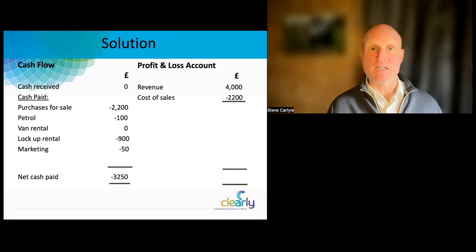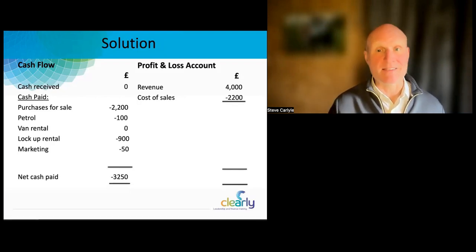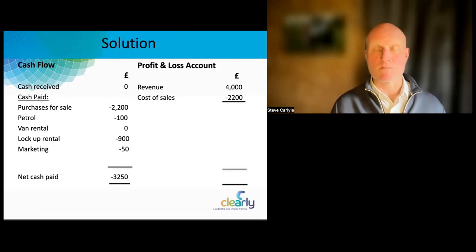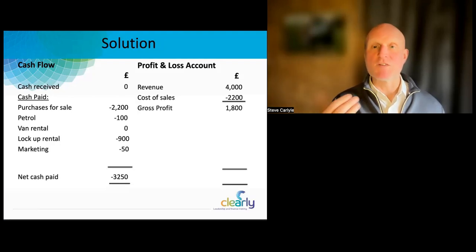So you see the same figure in the profit and loss account and the cash flow statement. Whereas with the revenue, we earned the revenue in the month, but we didn't receive it in the month. So we get a difference between the two statements. Our gross profit is just the revenue less the cost of sales, or direct costs, as it's also known. And that gives us a gross profit of 1,800.